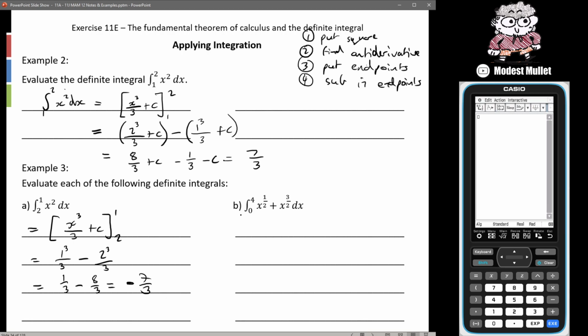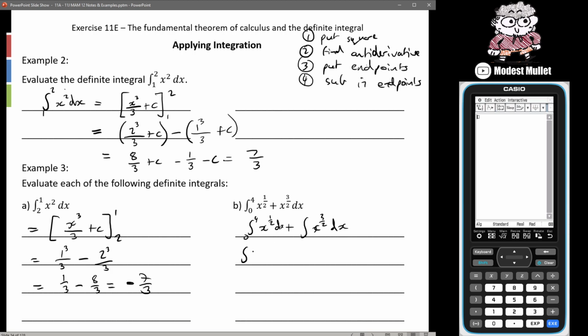Okay. This one here, when we have two terms that are separated by a plus, we can still apply our indefinite integral rules where we can split that up. So we can turn this into the integral from 0 to 4 of x to the half, plus, and then we split the other term off in its own integral. And then we can work on them individually.